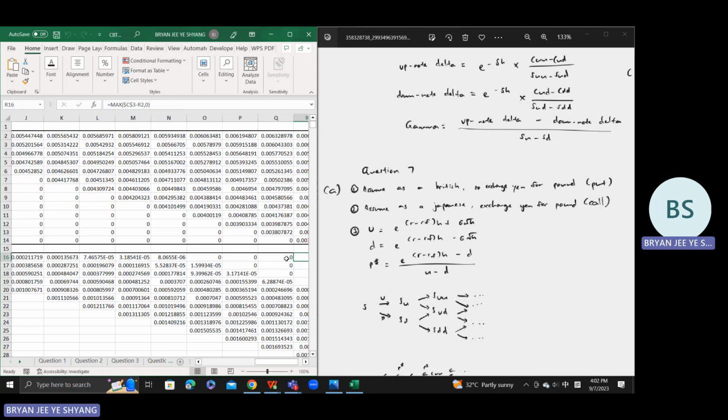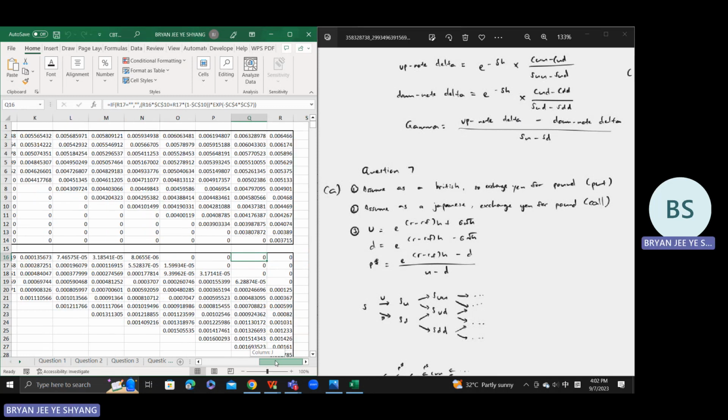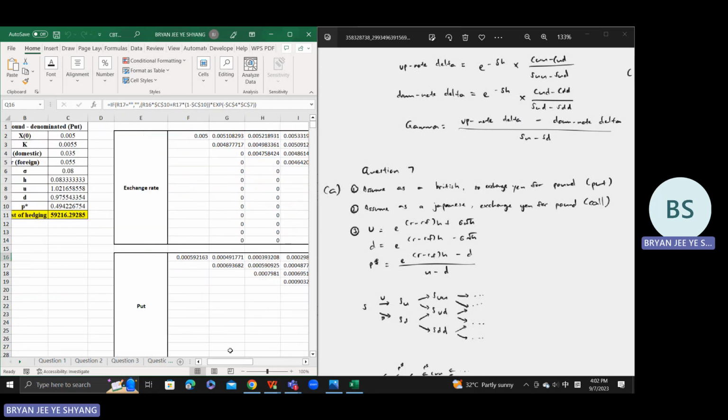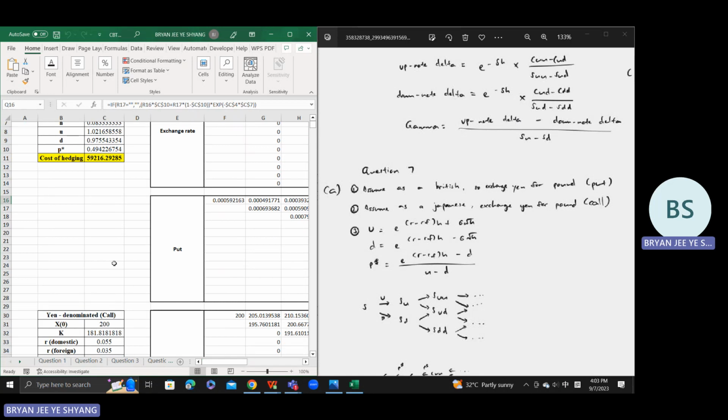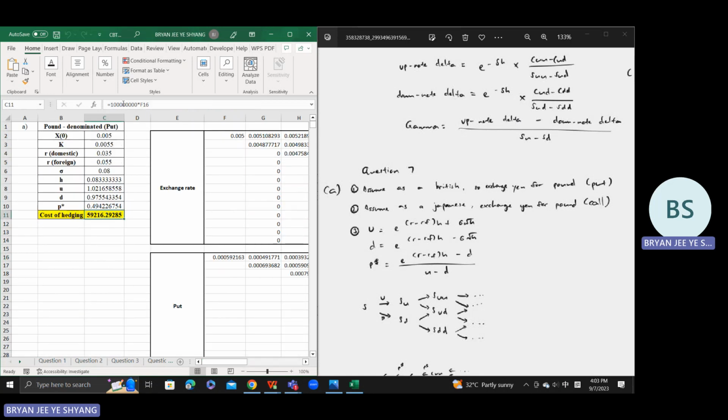To calculate back the put price, we use this formula. We discount back the two columns, and then we get this. After that, the put price is equal to 0.000592163. And then our cost of hedging is equal to 100 million times the put price.